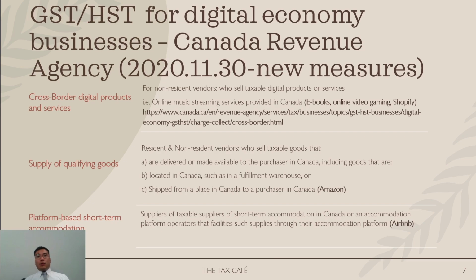And the next one is for the supply of goods and services. It could either be resident or non-resident vendors who sell taxable goods that are delivered or made available to the purchaser in Canada, including goods that are located in Canada, such as a fulfillment warehouse or shipments from a place in Canada to a purchaser in Canada. Basically, if you're an Amazon seller that has a fulfillment center located in Canada and shipments come from these fulfillment centers in Canada to purchasers in Canada.